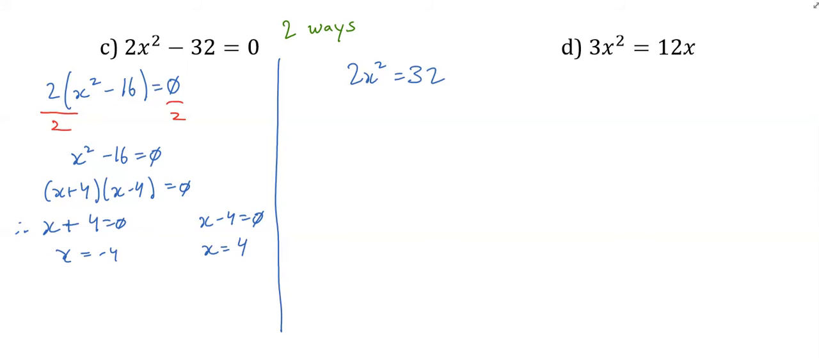So x equals, and when you do that, you have to have plus or minus, right? Do you remember doing that? So x equals plus or minus 4. Same answers. Positive 4, negative 4, plus or minus 4 is the same thing.